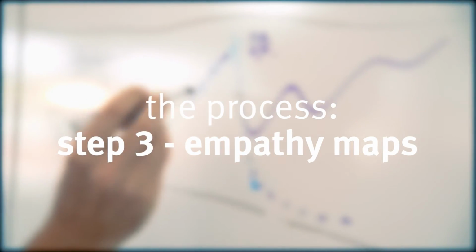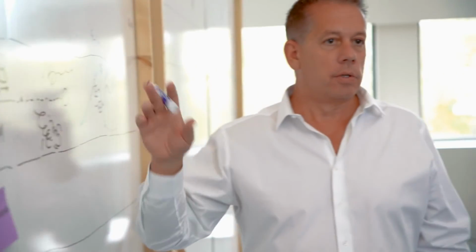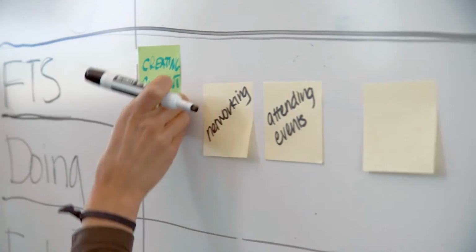So in step 3, we do empathy mapping. That's where we try to understand the users better and try to understand what they're doing, thinking, and feeling.